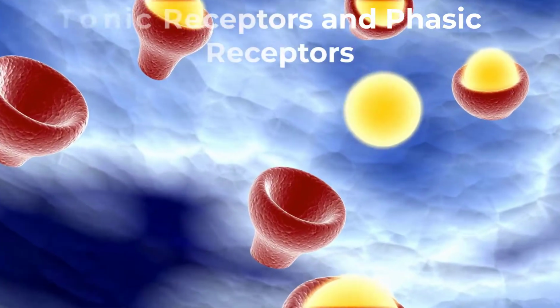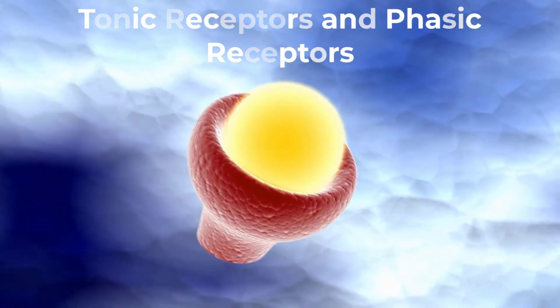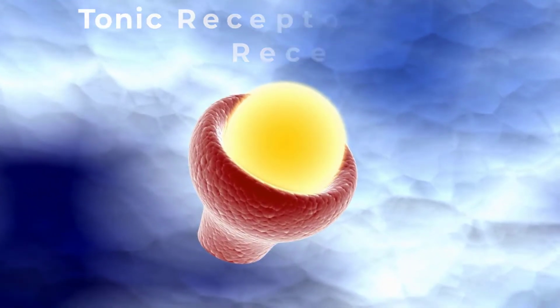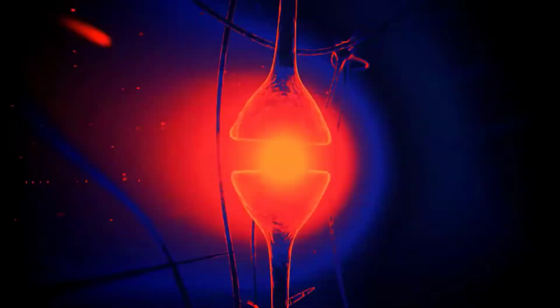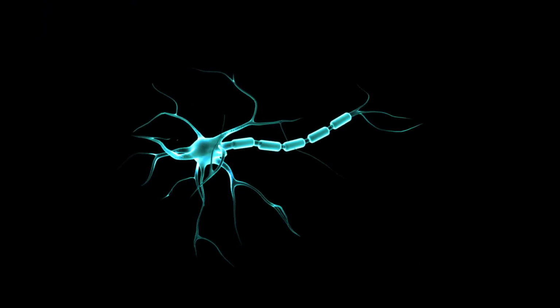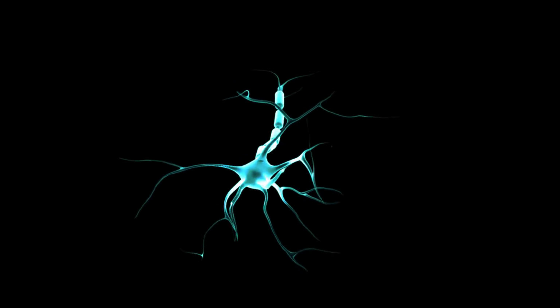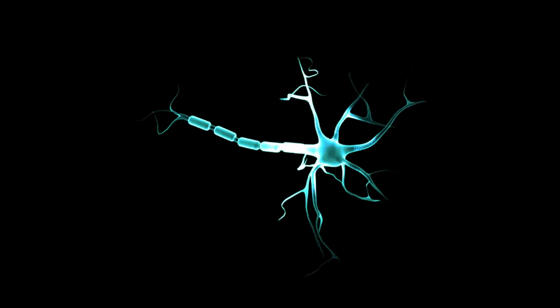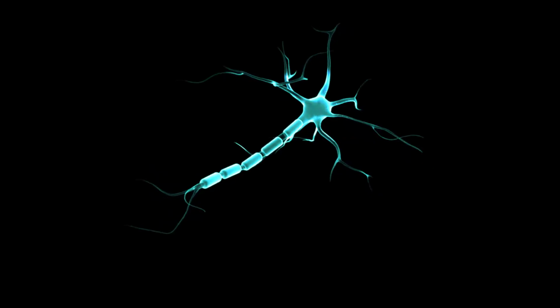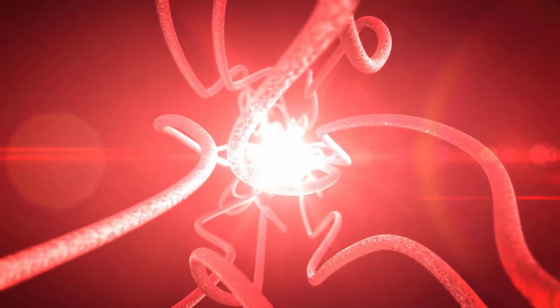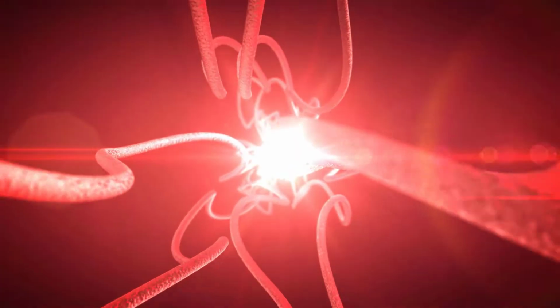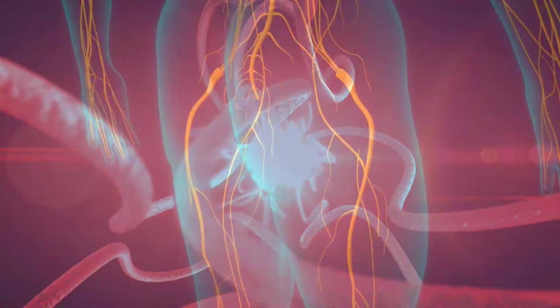There are two categories of receptors: tonic receptors and phasic receptors. Tonic receptors are sensory neurons that are always active. Phasic receptors are normally inactive, but they become active for a short time whenever there is a change in conditions that they are monitoring. Phasic receptors provide information on the intensity and rate of change of a stimulus.